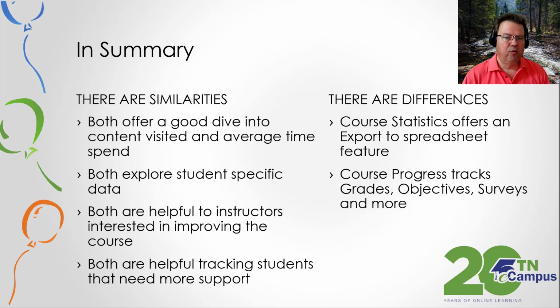But there are some differences, and the course statistics do offer that spreadsheet. And course progress also tracks not only grades and objectives, but surveys and much more, as we looked at earlier. So if you want to look at checklists and different things like that, you can go farther there. I think both of them cover the real meat and potatoes stuff that you're going to want to know. So I think both are really good and useful. Maybe the biggest difference is being able to utilize that spreadsheet feature, or maybe you just like the way it's laid out and it's easy for you to read and view. But they're both good choices.